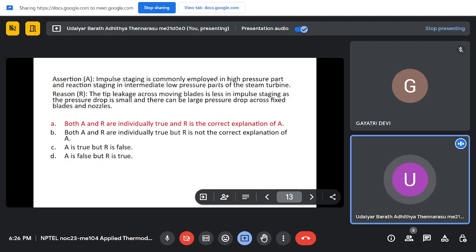The reason is the same. You need the high pressure part for impulse staging to occur. You need to have high pressure in the fixed plates. You will have a reduction in pressure, so you need the impulse staging at the high pressure part. But reaction staging we can use, because there will be tip leakages there. So the options are A and R are both true, and R is the correct explanation of A.